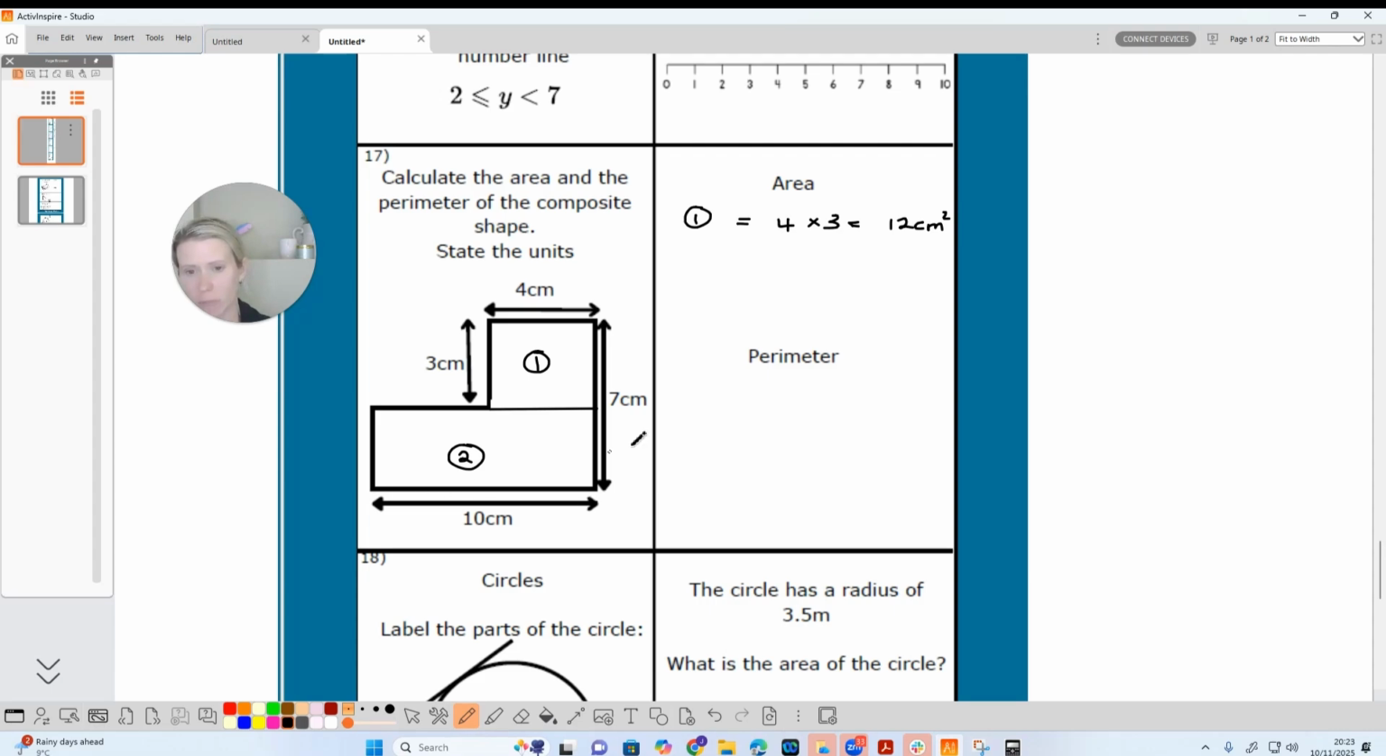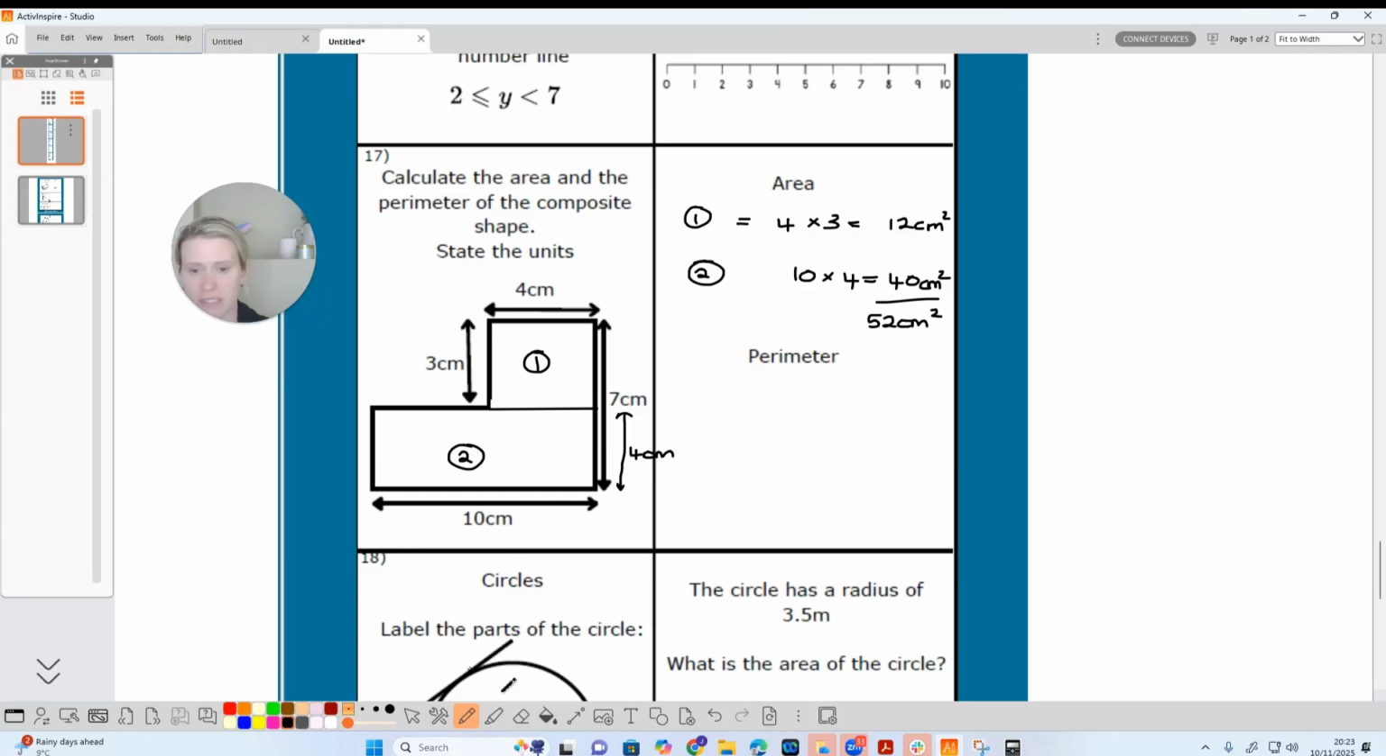And then shape 2, it's got a base of 10. Now we need to work out this height. All the way up is 7, and that part's 3. 7 take away 3 makes 4. So it's going to be 10 multiplied by 4, which is 40 centimetres squared. Add the 2 together, we get to 52 centimetres squared.